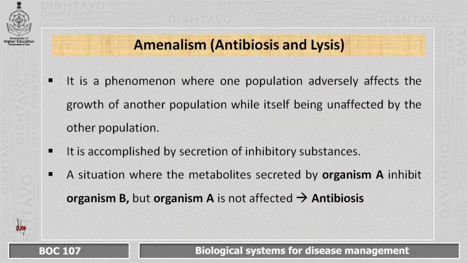First, antagonism. In this phenomenon we are going to study antibiosis and lysis. Antagonism is a phenomenon where one population adversely affects the growth of another population while itself being unaffected by the other population, and it is accomplished by secretion of inhibitory substances. There is a situation where the metabolite secreted by organism A inhibits organism B, but organism A is not affected, and this process is called antibiosis.